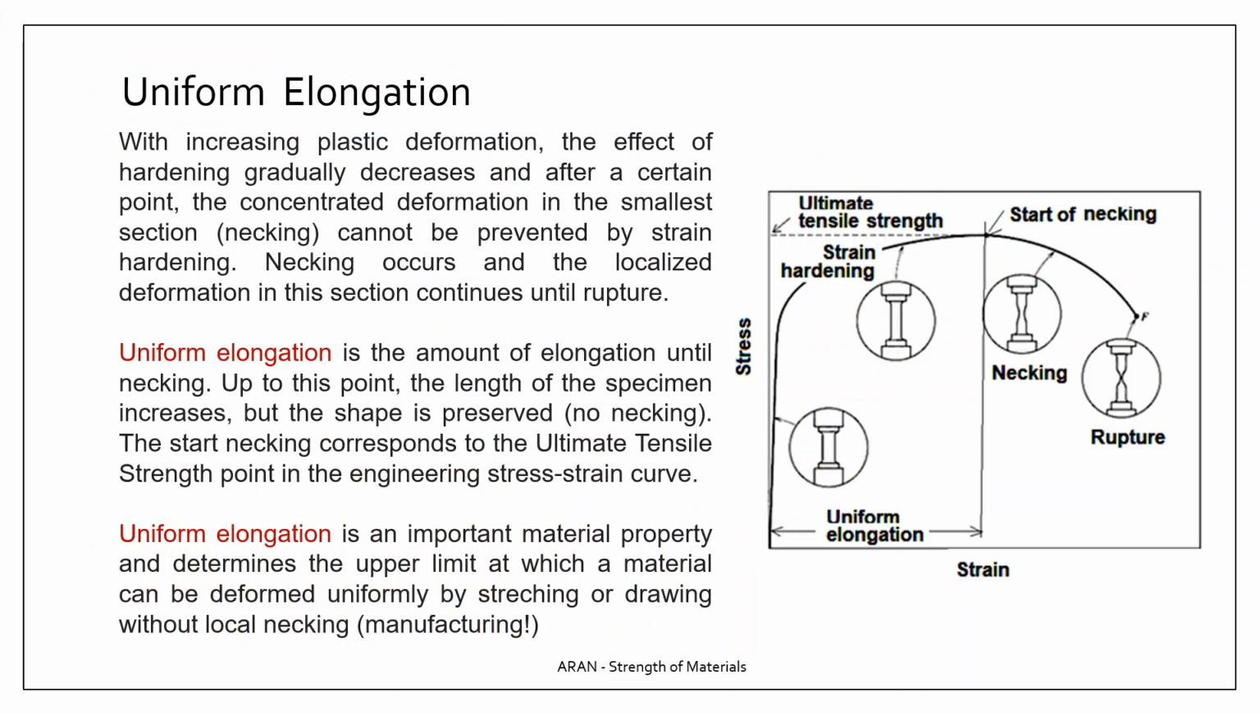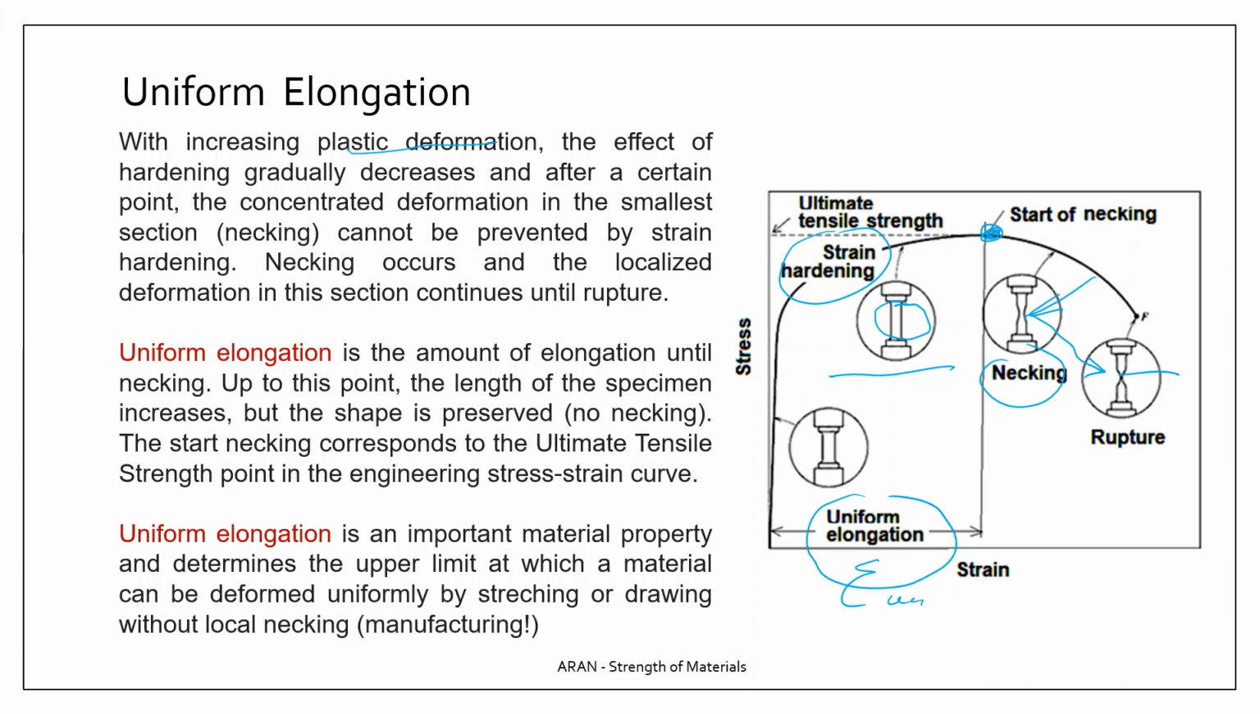We know that in the strain hardening region, the plastic deformation is uniform. But with increasing plastic deformation, the effect of strain hardening decreases, and at a certain point, local necking, or the start of concentrated deformation, begins. And this necking will continue until rupture occurs. Uniform elongation is the value under necking. This value is called the uniform elongation.